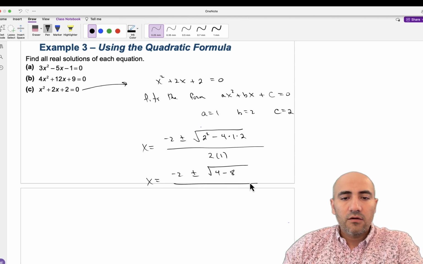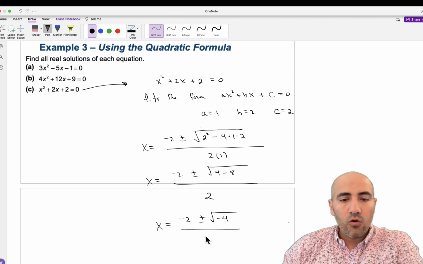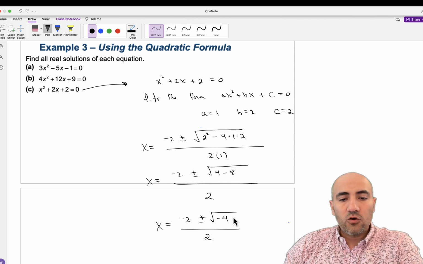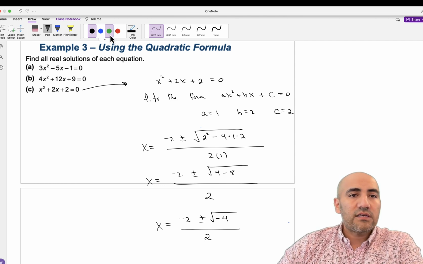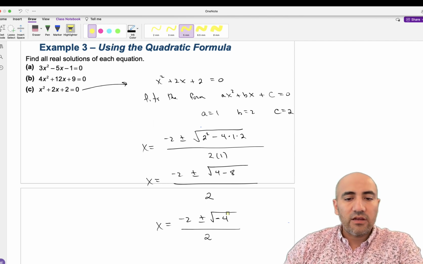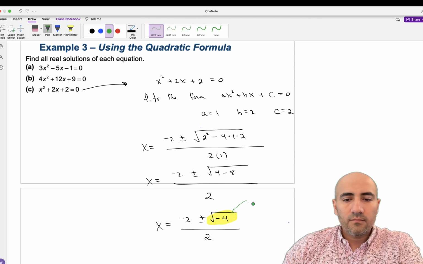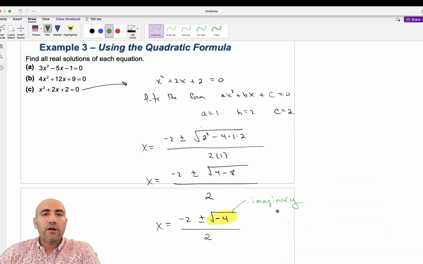Okay, so reducing this, we get negative 2 plus or minus the square root of 4 minus 8 all over 2, and then we see that there's a problem here. We end up with x equals negative 2 plus or minus the square root of negative 4 all over 2, and so we see that this is going to be the even root of a negative number. This is going to lead to an imaginary or a complex number, right? Which we haven't talked about yet. We'll get to them soon. But for now, it's not a real number, right?